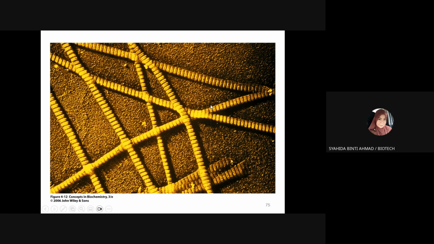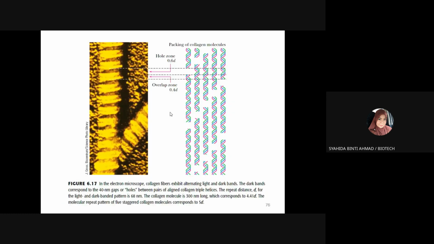Okay, so this is how collagen looks under an electron microscope, right? If we look in depth inside the electron microscope at this collagen, the packing of collagen molecules, right, there is some gap between the sequences, we call it the hole zone, of the collagen, the twisted, we call it triple helix.